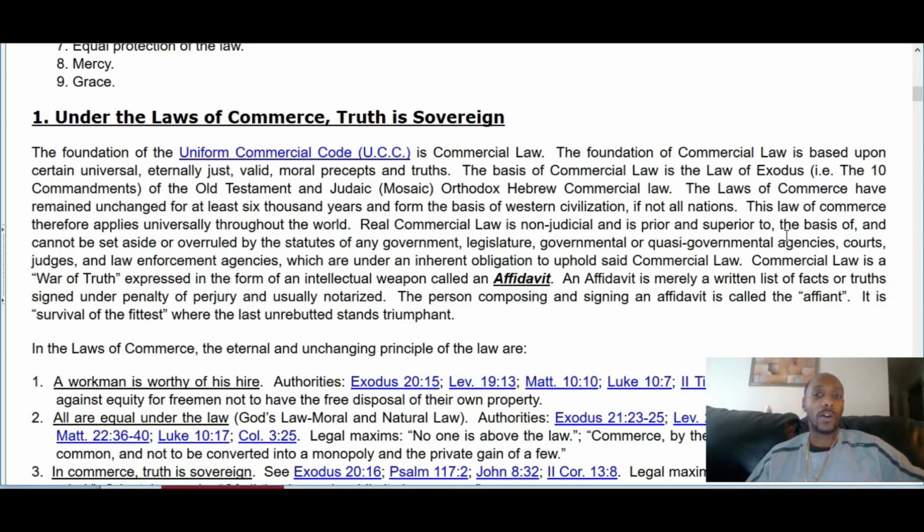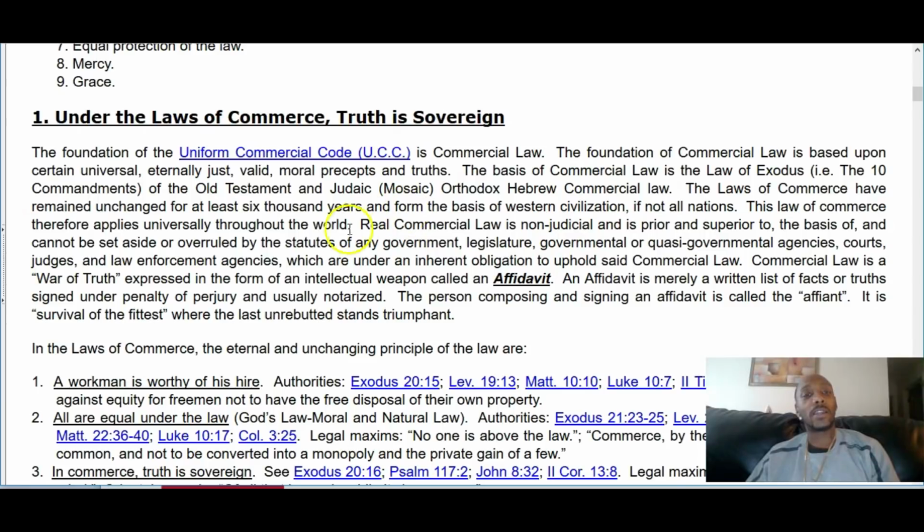Orthodox Hebrew commercial law. The laws of commerce have remained unchanged for at least 6,000 years and form the basis of Western civilization, if not all nations. This law of commerce therefore applies universally throughout the world. Real commercial law is non-judicial and is prior and superior to the basis of and cannot be set aside or overruled by the statutes of any government.